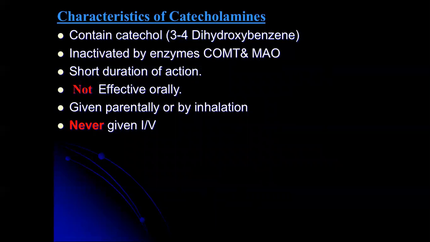Characteristics of catecholamines. Catecholamines contain a catechol ring in their structure, which is known as the 3,4-dihydroxybenzene ring, because two OH groups are attached at positions 3 and 4. They are inactivated by the enzymes COMT and MAO, that is, catechol-O-methyltransferase and monoamine oxidases. They have a short duration of action. They're not effective orally. They're given parenterally or by inhalation.